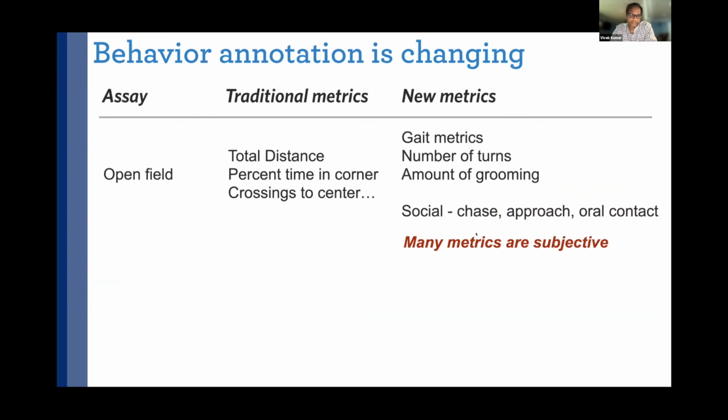So just to give you an idea, with the traditional open field assay, traditional metrics are like total distance traveled and percent in corner. From this new methodology, we get a whole host of new metrics. We can get very accurately measured gait, which you saw Gautam present yesterday from my lab. We can quantitate the number of turns and the amount of grooming. If we have multiple animals, we can look at chase behavior, approach behavior, contact behavior. And many of these metrics are very subjective, i.e., we will not agree within labs, and certainly between labs, on what a chase behavior may be.